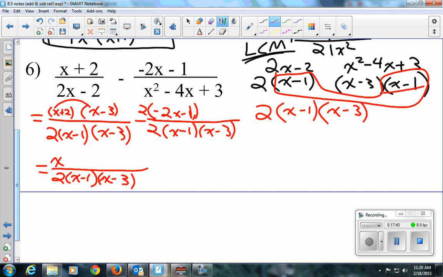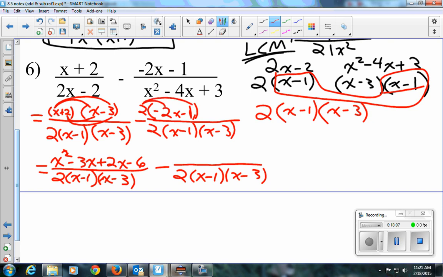So I've got x times x is x squared. x times negative 3 is negative 3x. 2 times x is 2x. 2 times negative 3 is minus 6. Okay? Second term. Denominator stays the same. Okay, I've got to multiply the numerator. So 2 times negative 2x gives me negative 4x. 2 times negative 1 is minus 2. Now we're set up to subtract. We've got the common denominator.